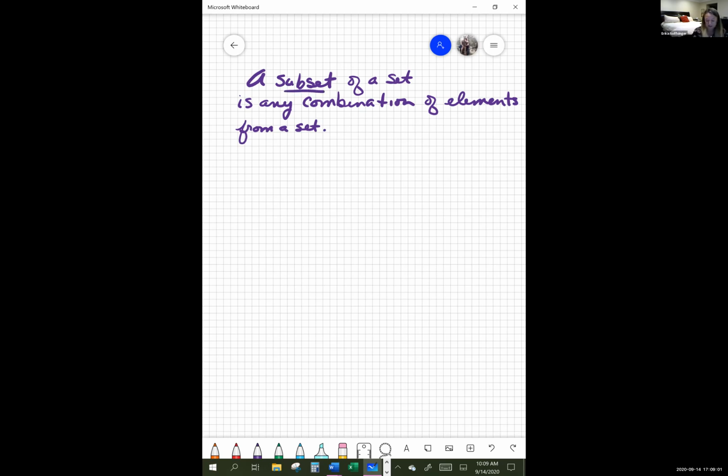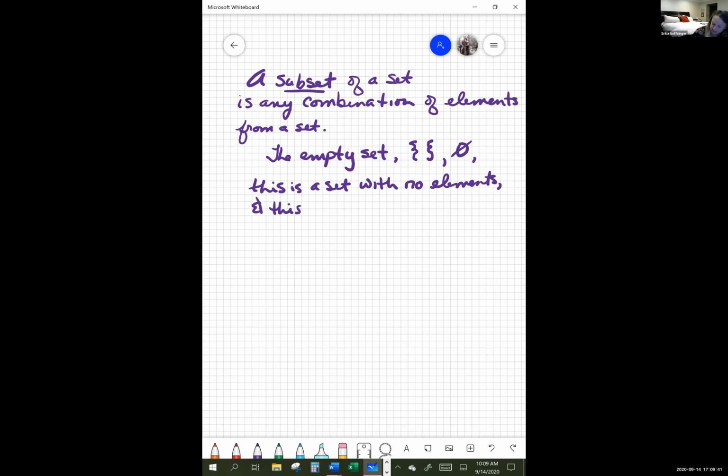Okay, so a couple things to know: the empty set, which we denote with curly brackets with nothing in it. Sometimes you'll see it with a zero with a slash through it as another notation. This is a set with no elements, and it is considered a subset of a set.